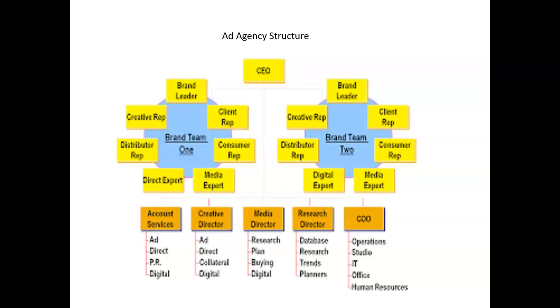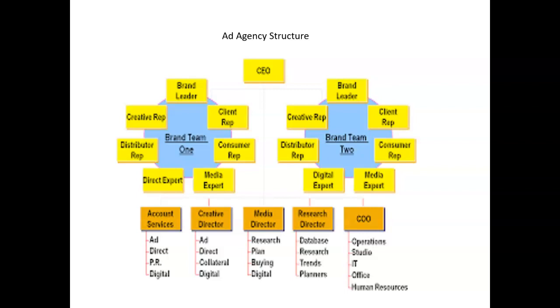So go down to the brown boxes. Here are the different functional departments I talked about. Account services is where I was, the suits. These are the ones who are dealing directly with the brand manager, the VP marketing at the client side. You've got a creative director who runs all the art directors and writers. There's your media department with media research, planning, buying. Then there's the research department, which I spoke about.